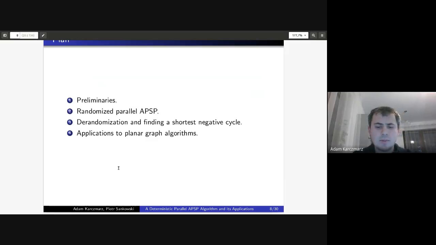Okay, so the plan for the rest of the talk is as follows. First, we will introduce some notation, recall some basic shortest paths algorithms, and make sure we know how they can be implemented in parallel. Next, we'll obtain the claimed bounds for parallel APSP using randomization. And afterwards, we will de-randomize the algorithm and, by the way, show a nearly optimal deterministic algorithm for computing a shortest negative cycle. And finally, we will show some applications for planar graph algorithms.